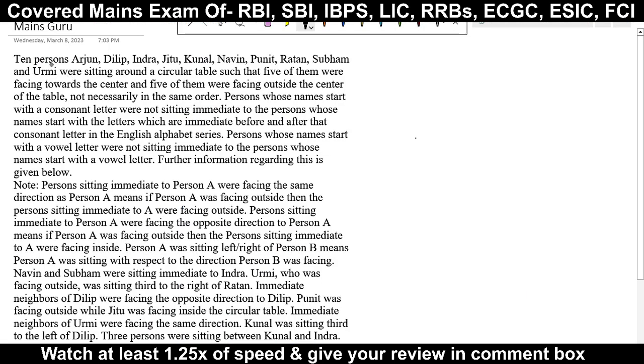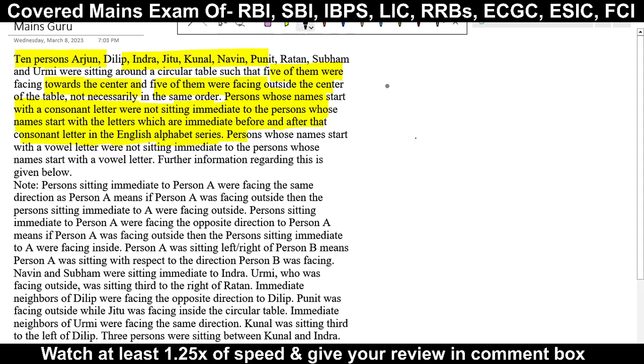So now let's start. What is given in the condition here? It is given that 10 persons, these are the names of the persons, are sitting around a circular table such that 5 of them are facing inside towards the center and 5 of them are facing outside. So 5 are inside, 5 are outside. And then, persons whose names start with a consonant are not sitting immediate to the persons whose names start with the letters immediately before and after that consonant in the English alphabet series.